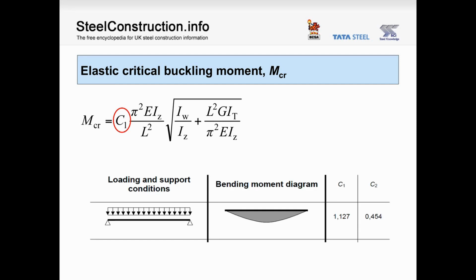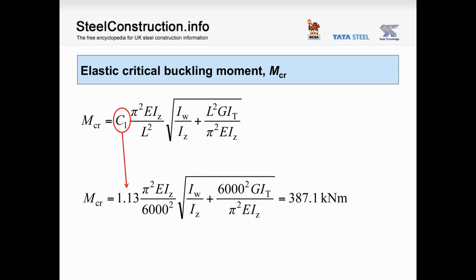So from the concise guide, here is a simply supported beam subject to a UDL. The C1 value in this case is 1.127. So 1.127 has been rounded up in this calculation to 1.13. All the other terms are either a constant, pi, or Young's modulus, or the shear modulus, or they're determined from section property tables, and MCRIT in this case has been calculated to be 387 kilonewton meters.